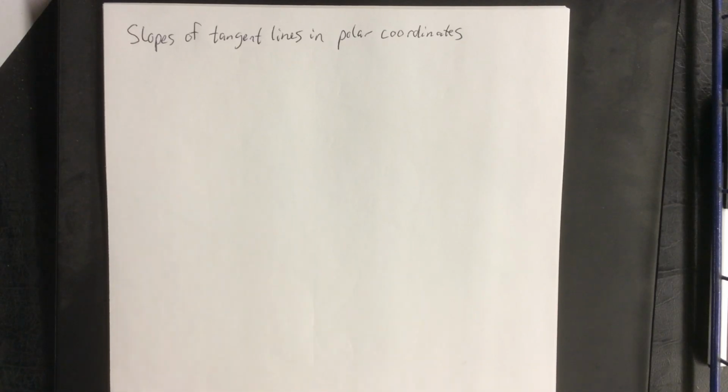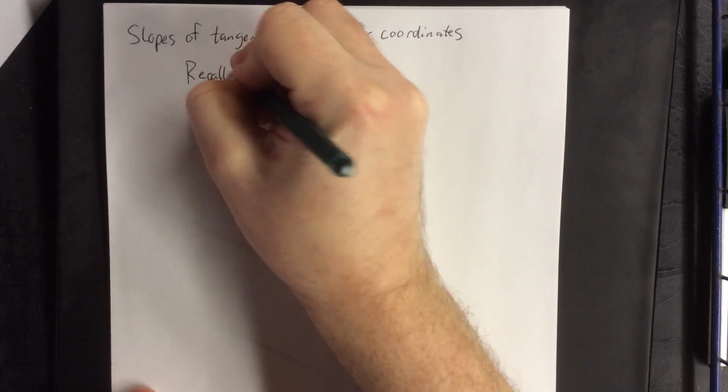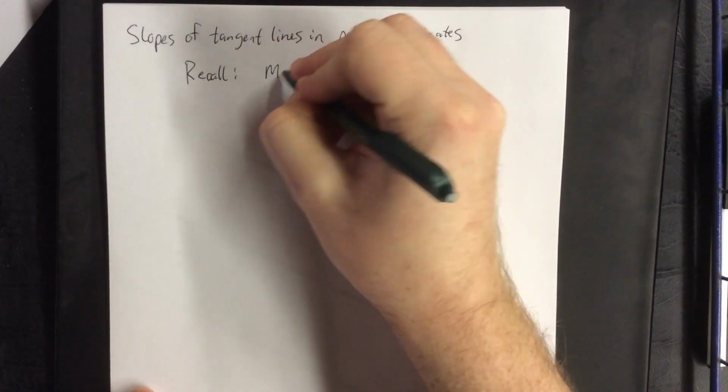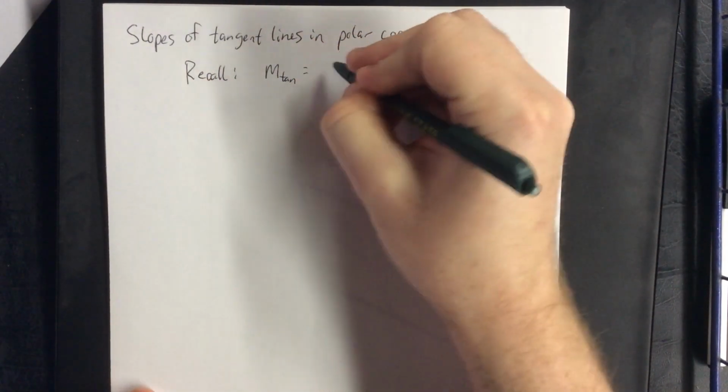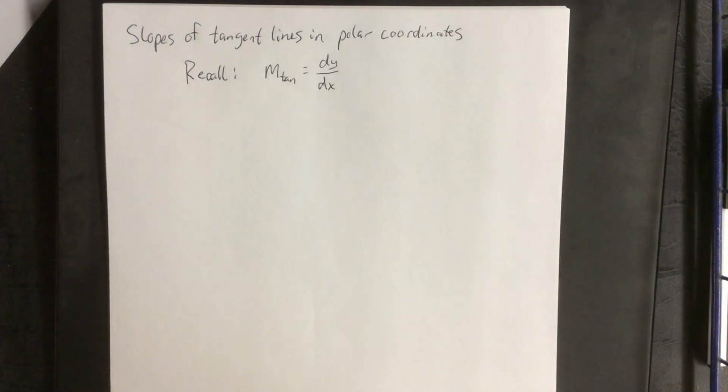So now that we've been introduced to some polar curves and graphing in polar coordinates, we're now going to move on to slopes of tangent lines in polar coordinates. So I will ask you to recall with me the slope of a tangent line we obtain by finding specifically the derivative of y with respect to x.